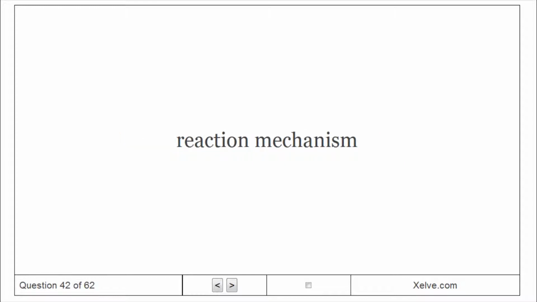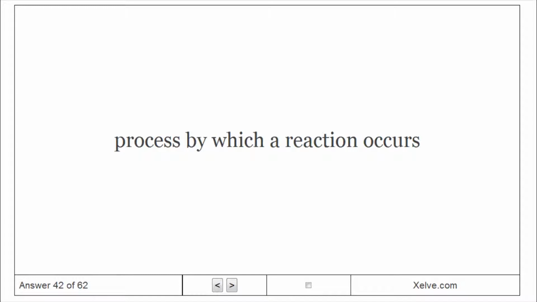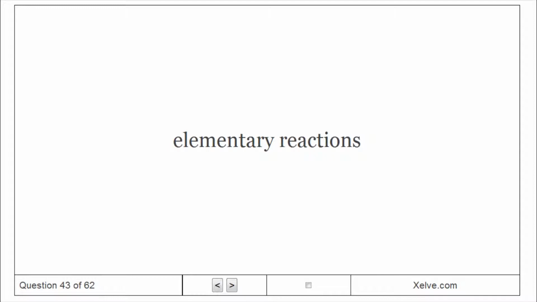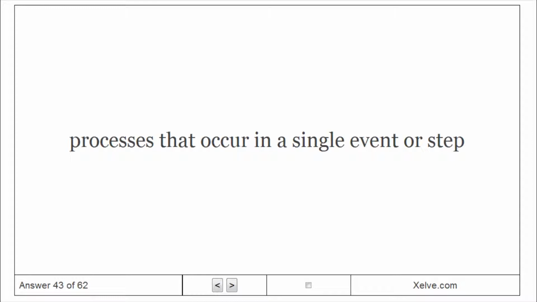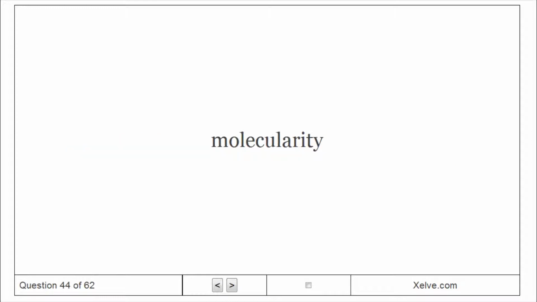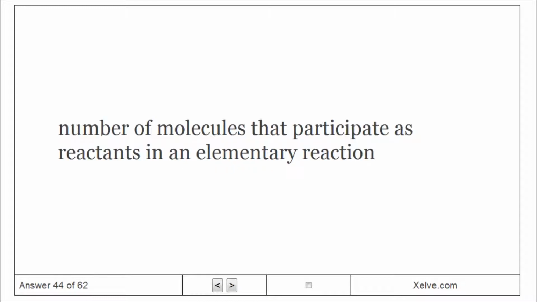Reaction mechanism. Process by which a reaction occurs. Elementary reactions. Processes that occur in a single event or step. Molecularity. Number of molecules that participate as reactants in an elementary reaction.